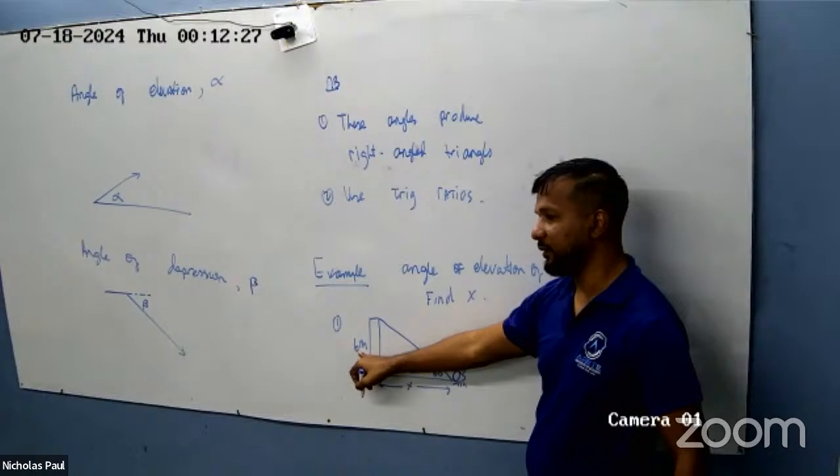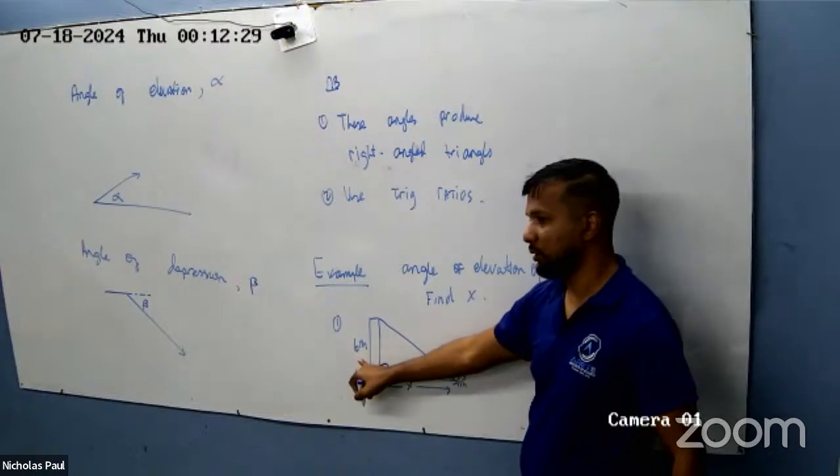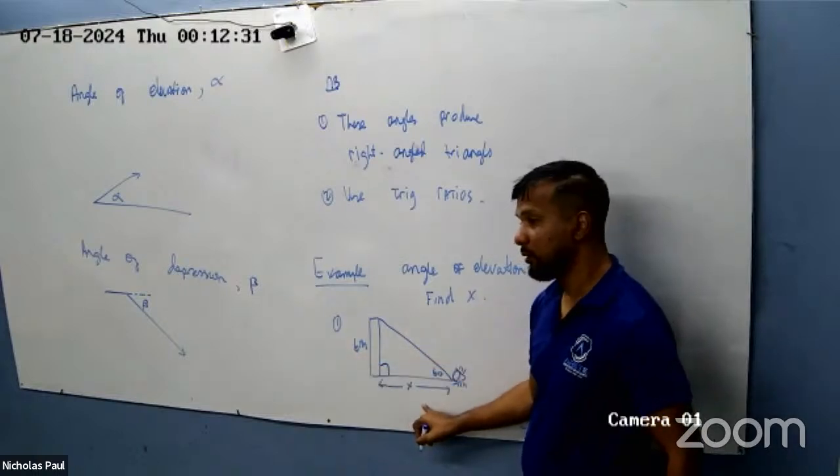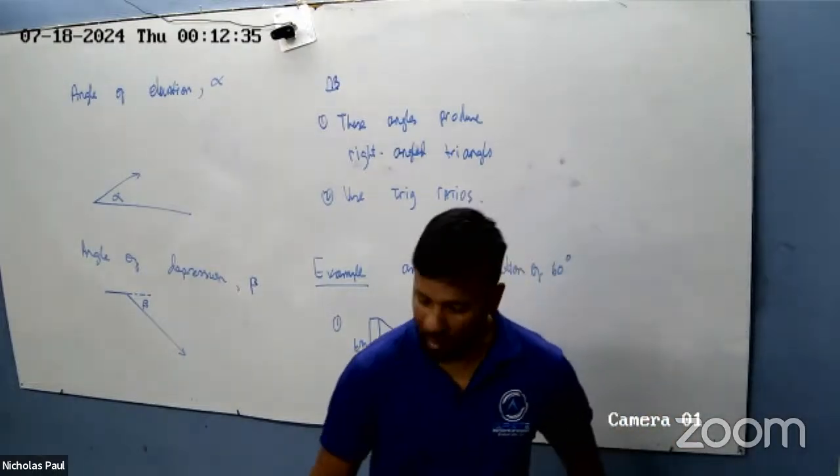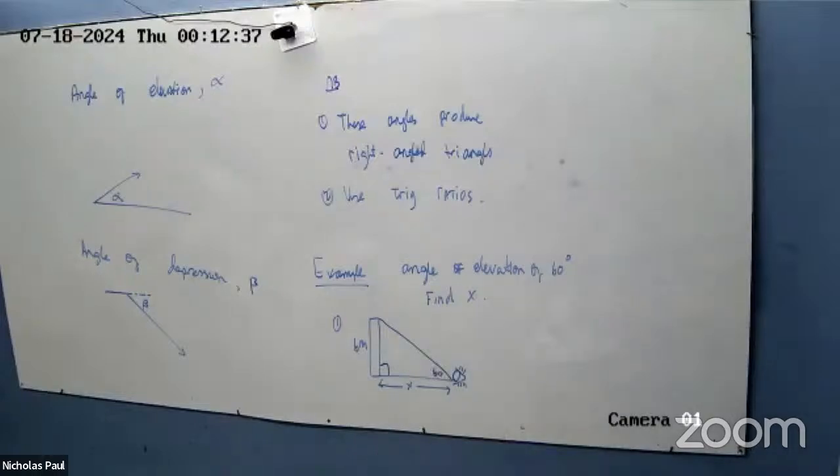So what do we call this side, if the angle is here? We have opposite and adjacent. Which rule are you using? Tan? Go ahead. Use it quick.